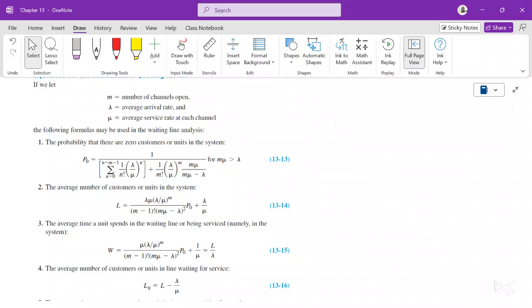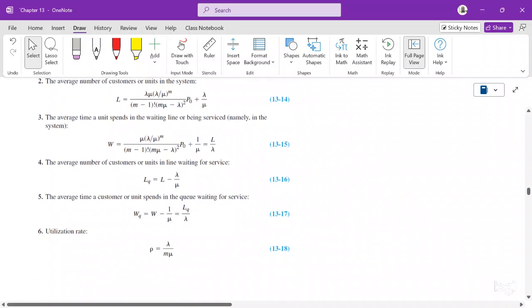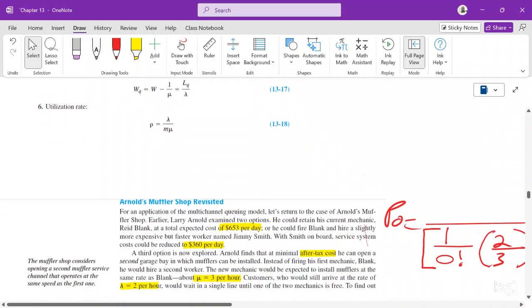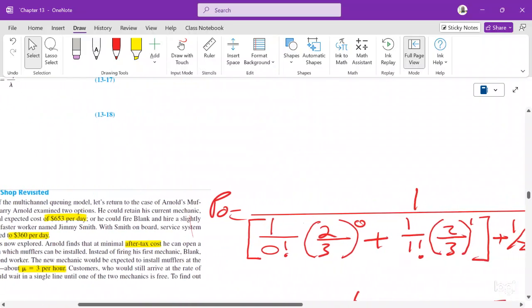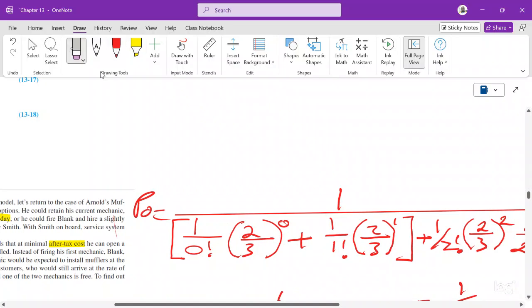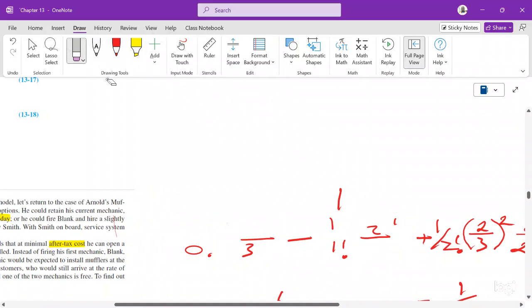But let's move on, because we are no longer dealing with one channel, we're basically starting afresh. We are now dealing with multiple customers that are coming, multiple machinery, not one machine, or multiple employees. Right. So I need to erase everything that I wrote here.